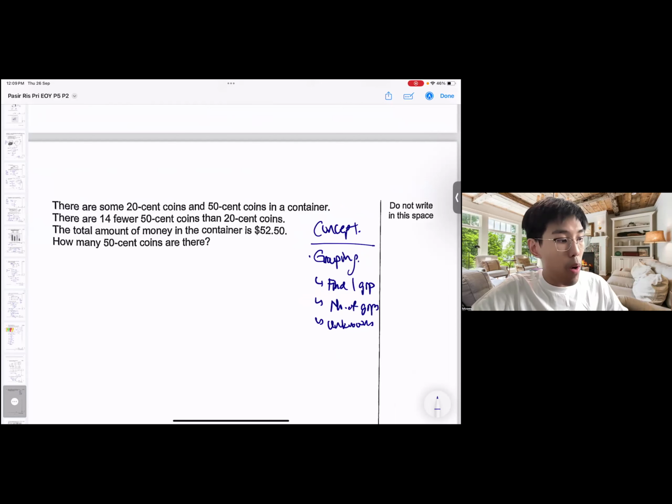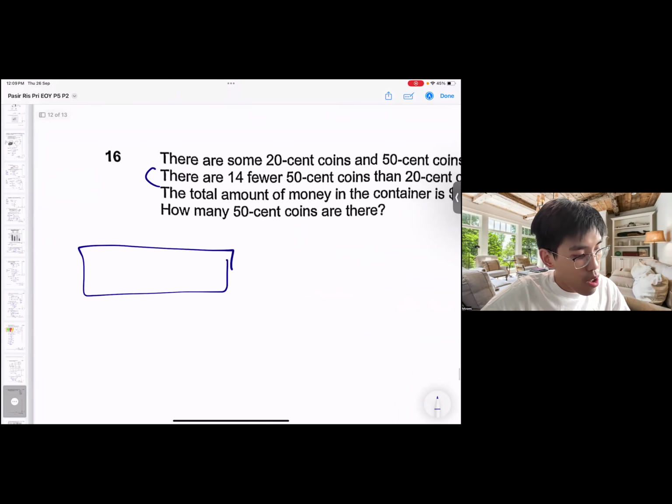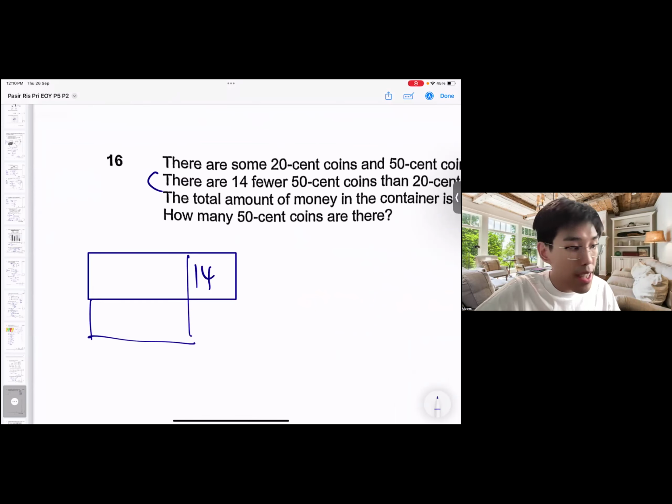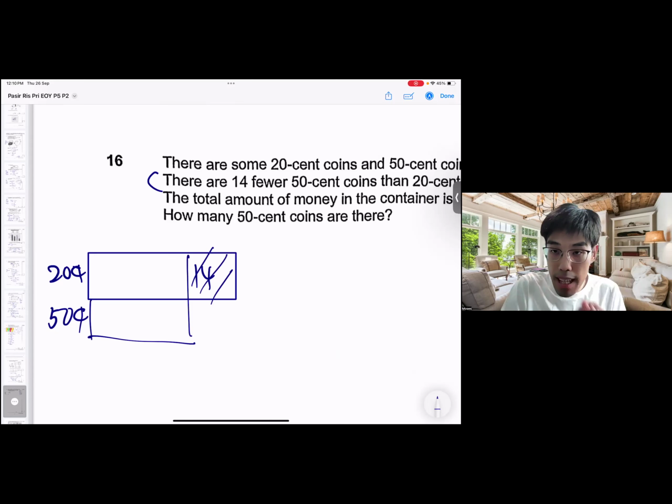We need to do some adjustments. Why? Because the number of 50-cent coins and 20-cent coins are not equal. So we need to make them equal first, then we can compare. There are 14 fewer 50-cent coins than 20-cent coins. So let me do a very simple model to illustrate this. 14 fewer 50-cent coins means there are 14 more 20-cent coins. So the first thing we need to do is to take these out. Whatever is remaining will be an equal number of 20-cent and 50-cent coins. Then we can do grouping. Otherwise, we don't know how many.